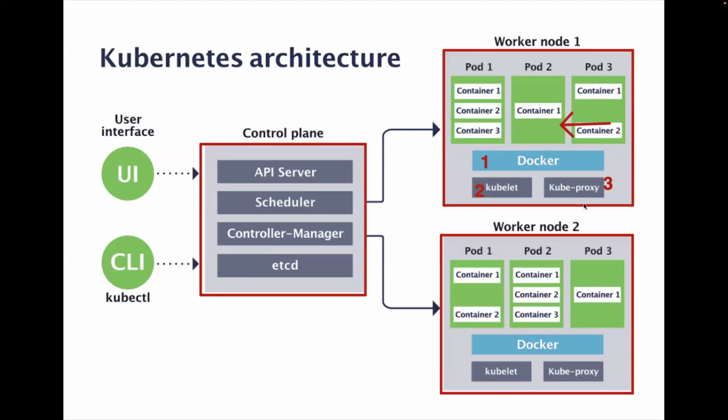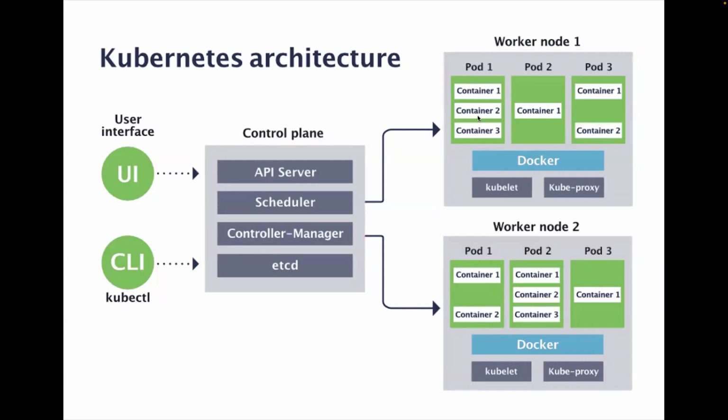Right? That is handled by the kube proxy. So these are all the three components: Docker, kubelet, and kube proxy. Those are the three components which reside on every worker node. Along with this, there is one more component called pod. There is something called pod on every node.